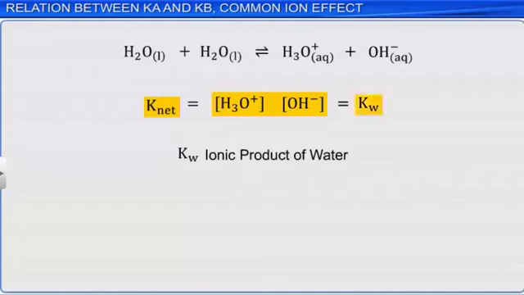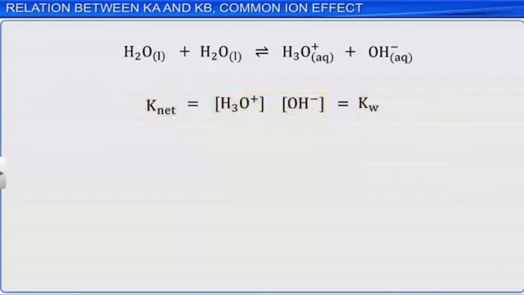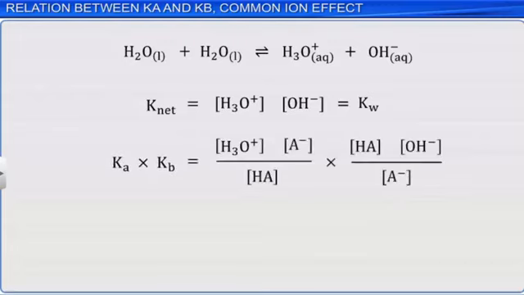Note that the equilibrium constant for the new reaction is the product of the equilibrium constants of the individual reactions. That is, the product of Ka and Kb is equal to the product of concentration of H3O+ and A- divided by concentration of HA, multiplied by the product of concentration of HA and OH- divided by A-. On cancelling the common terms, you get the product of concentration of H3O+ and OH-.